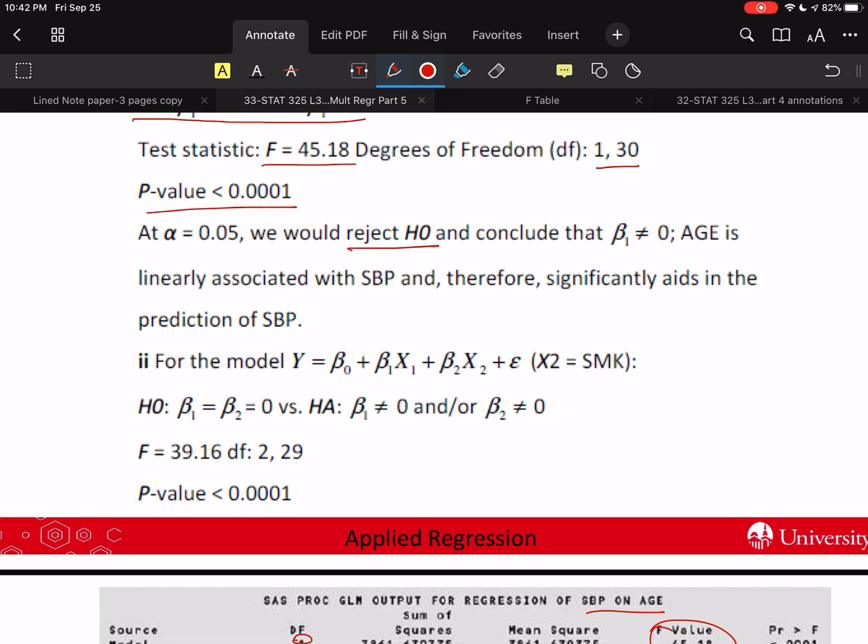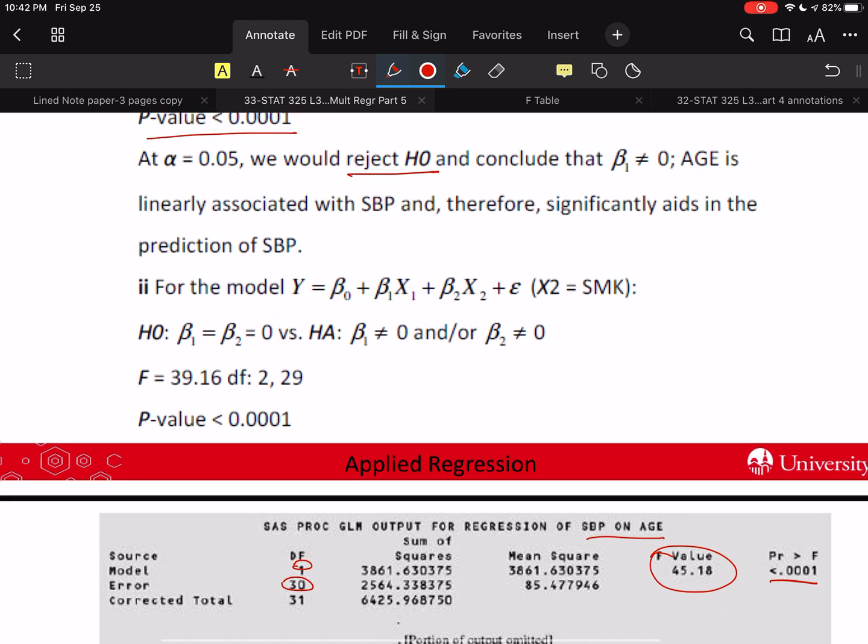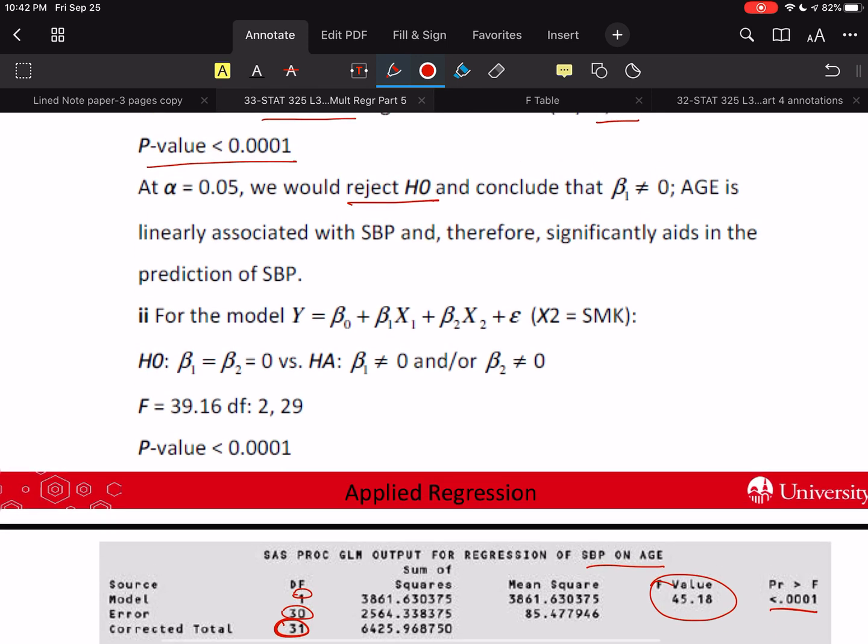We would reject H naught, and so there does exist sufficient evidence to conclude that age is linearly associated with systolic blood pressure and aids in the prediction of systolic blood pressure at a 95% confidence level using a simple random sample of n equals 32, because this is n minus 1. Okay, so that's what I'm looking for in your analysis in anything that you submit.